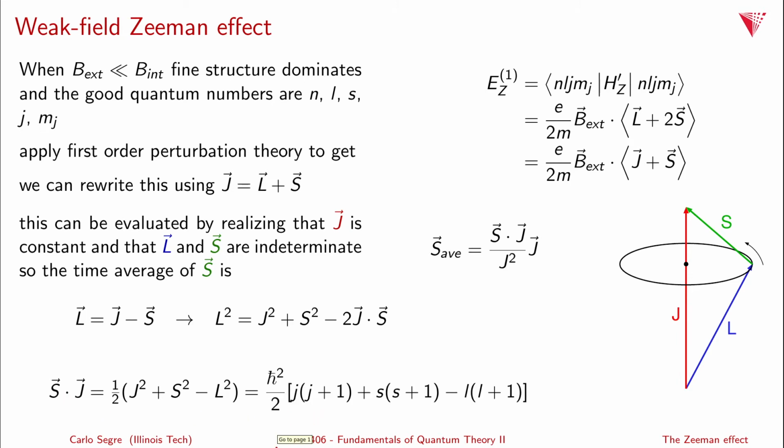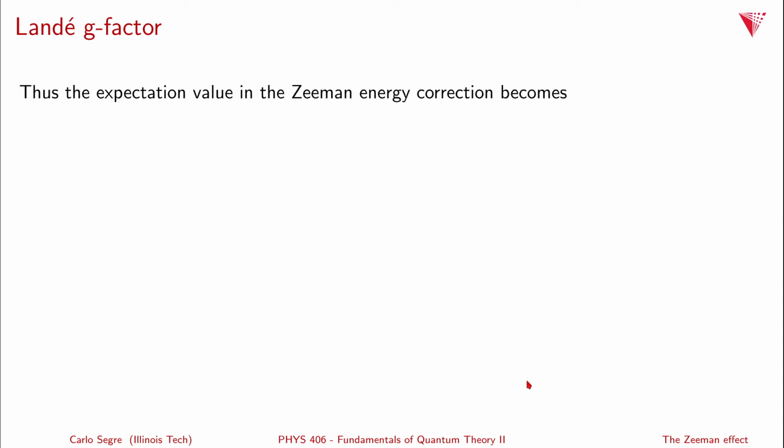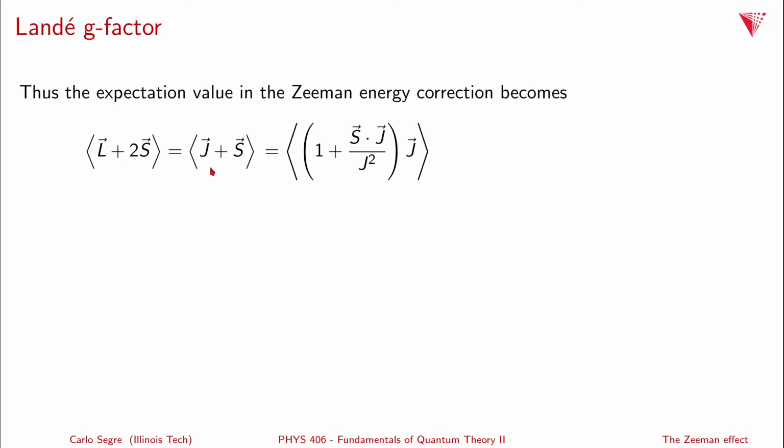When I write this all out in terms of the quantum numbers and expectation values, I get h bar squared over 2 times the quantity j(j plus 1) plus s(s plus 1) minus l(l plus 1). So the expectation value of the Zeeman energy correction, which is given as the inner product of L plus 2s times some constants out here, which is equal to j plus s, can now be rewritten in terms of our interpretation of s, which is the average value. So j plus s becomes j times 1 plus s dot j over j squared.